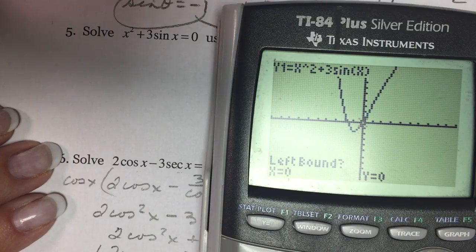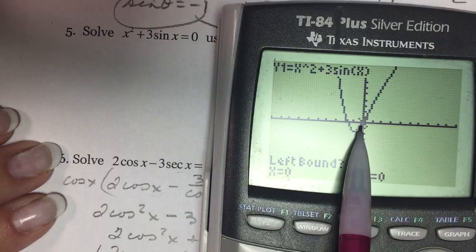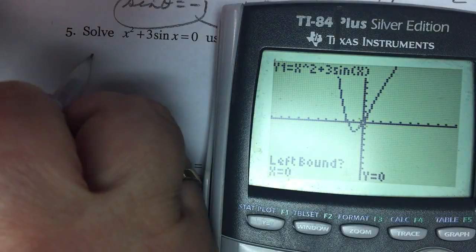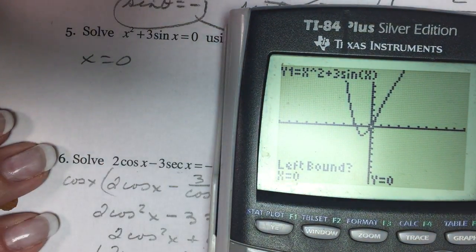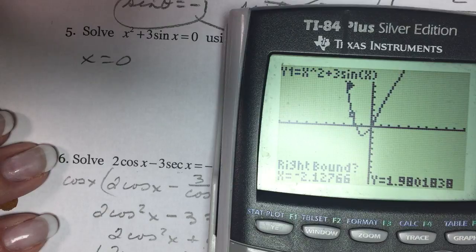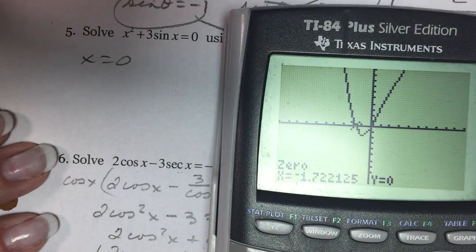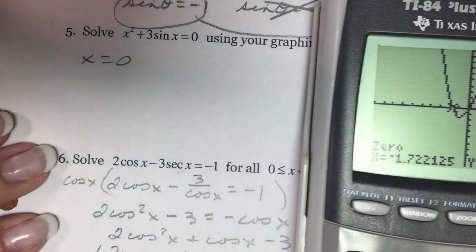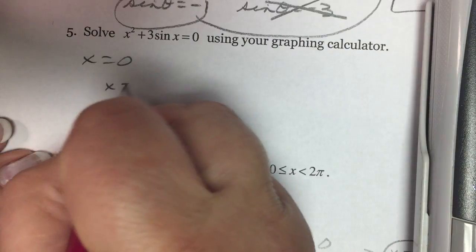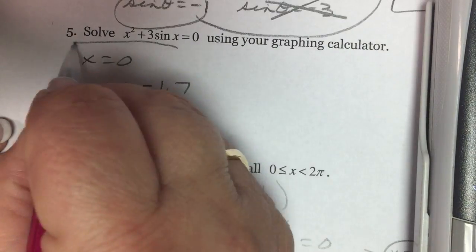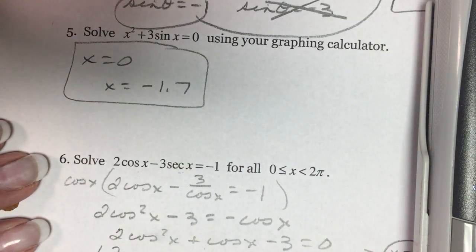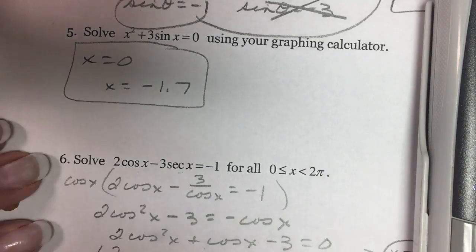Well, if you look right there, isn't it crossing at 0, 0? So one of my solutions is x equals 0. I can take that one. So now let's go ahead and do this one. So left bound, we've done this before. Right bound, and you can see that that is going to be negative 1.7. So there are your two solutions, and that is the end of the notes for 7.3.